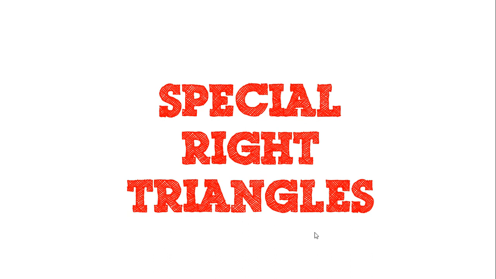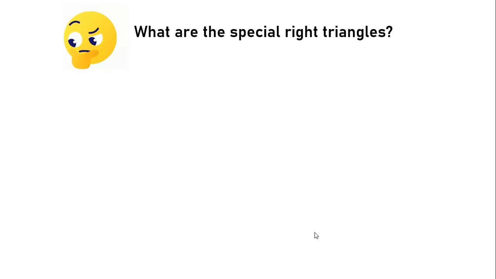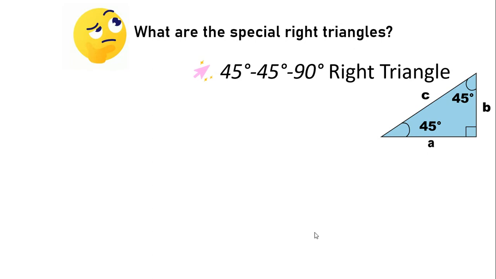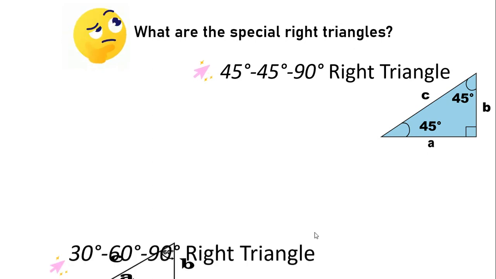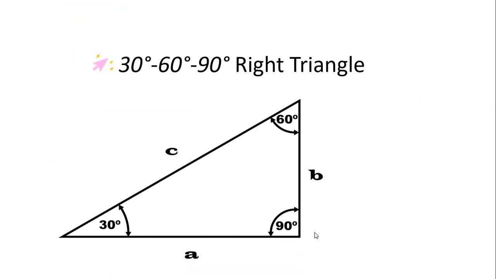In this video, we're going to talk about special right triangles. Our objectives in this lesson are to identify special right triangles and to determine the relationship of the sides and angles of special right triangles. By the way, what are special right triangles? Those are the 45-45-90-degree right triangle and the 30-60-90-degree right triangle. In this video, we're going to focus on the 30-60-90-degree right triangle.